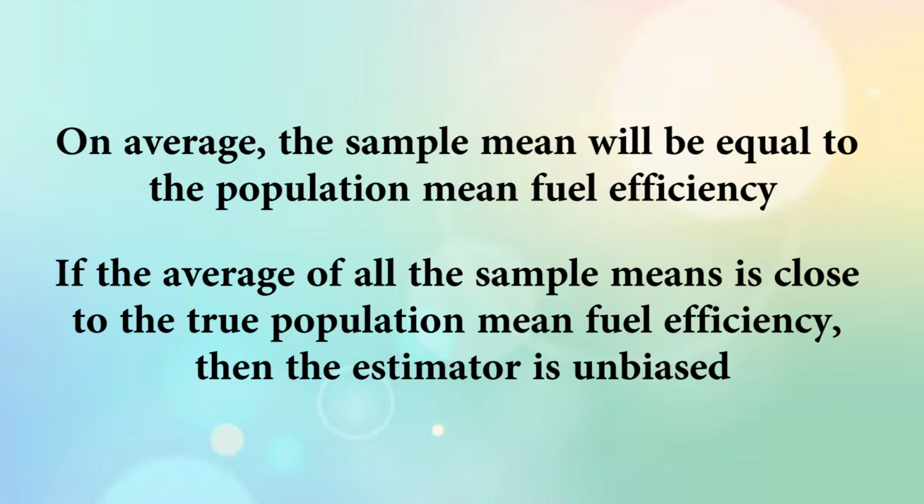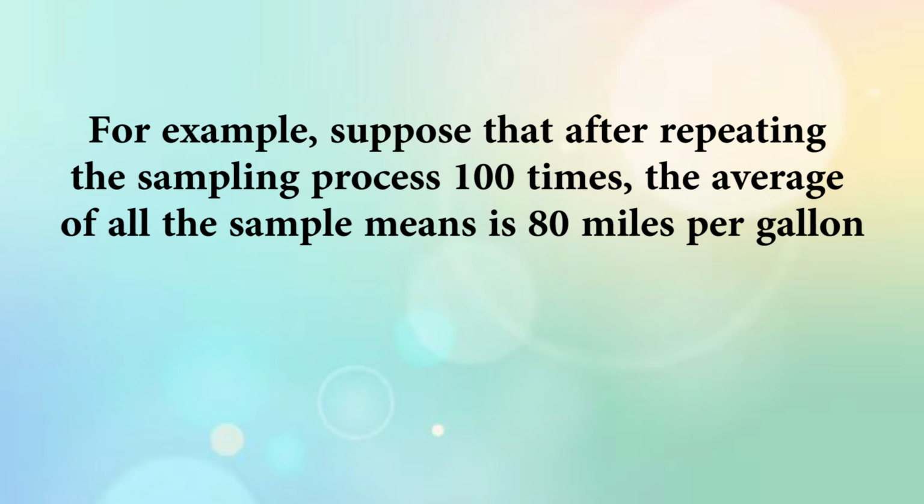If the average of all the sample means is close to the true population mean fuel efficiency, then the estimator is unbiased. For example, suppose that after repeating the sampling process 100 times, the average of all the sample means is 80 miles per gallon.